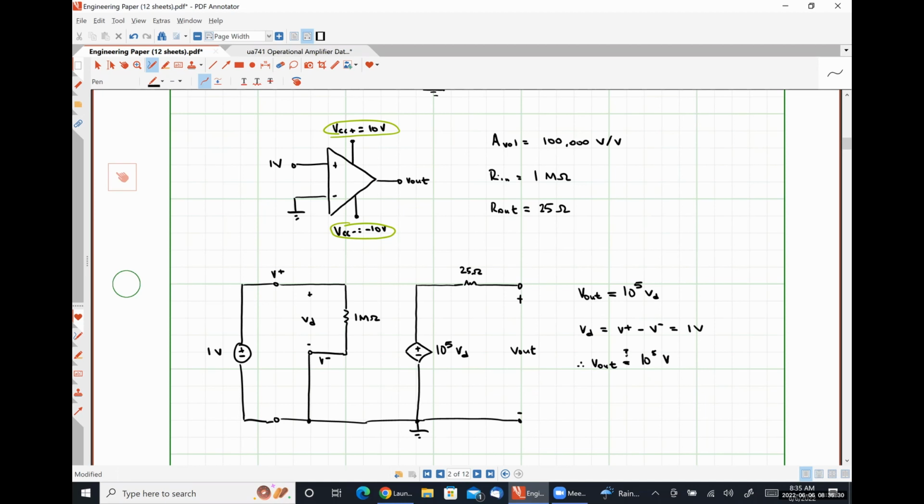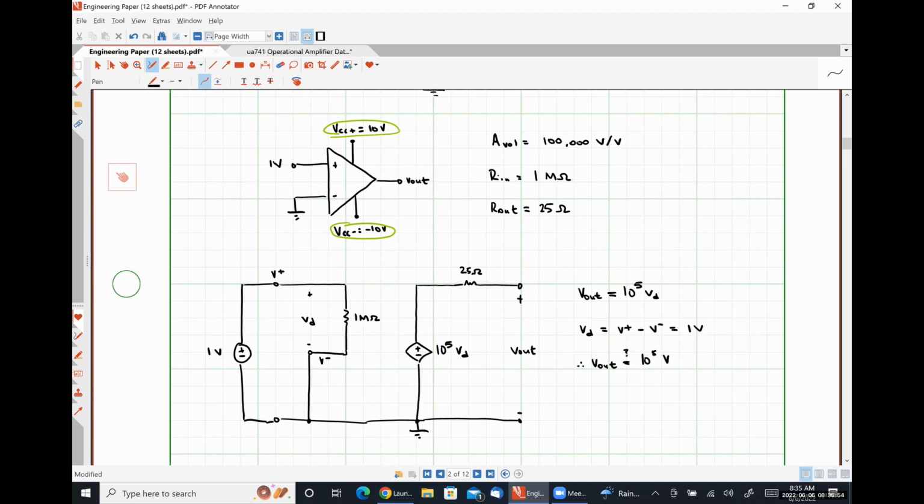I'm going to put a question mark here. Does it make sense that our output voltage is 100,000 volts? So we put in 1 volt, we get out 100,000 volts. Everything that I've drawn here says the answer to that question should be yes. What we are neglecting, though, is that this is an active device, right?